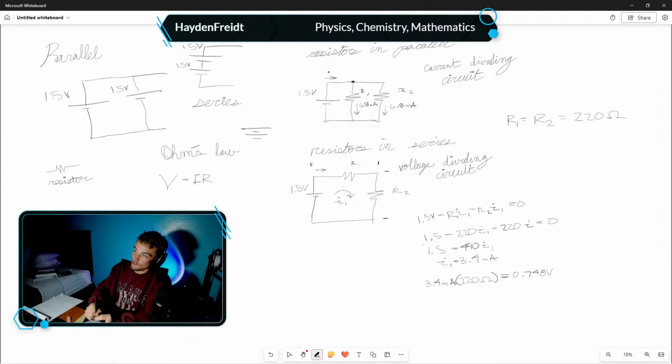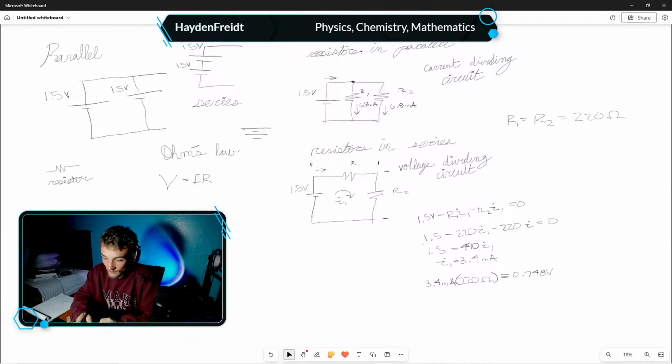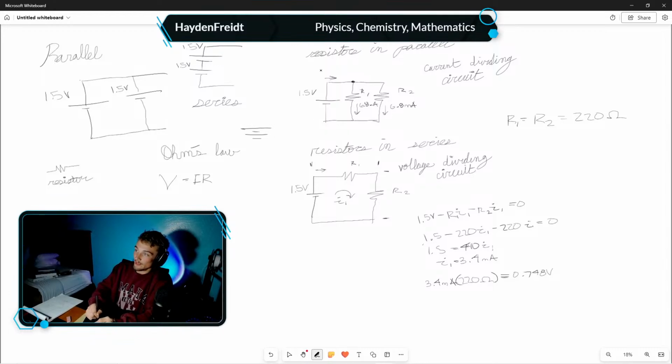Okay, and now as I was saying, the current being drawn from the battery is the sum of these two. So really, we're going to have 6.8 times 2. We're going to have 13.6 milliamps being drawn from the battery.